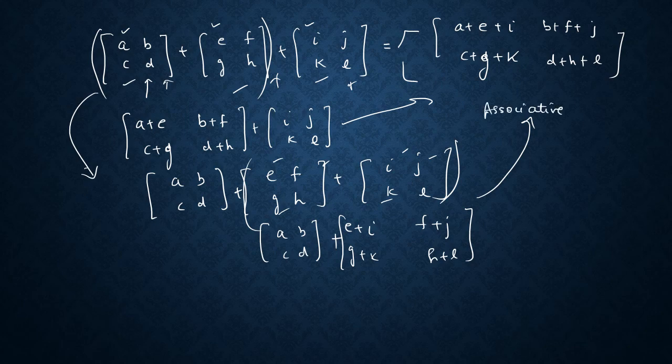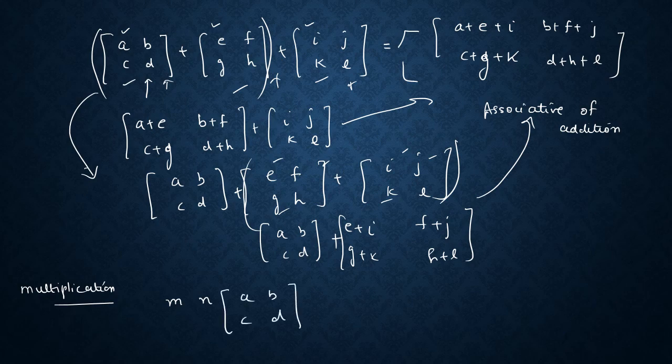Then if you talk about the associativity of multiplication, this was addition. In the case of multiplication, you have a scalar, let's say m, another scalar n, and a 2 by 2 matrix, and you want to check whether the answer will be the same or not.